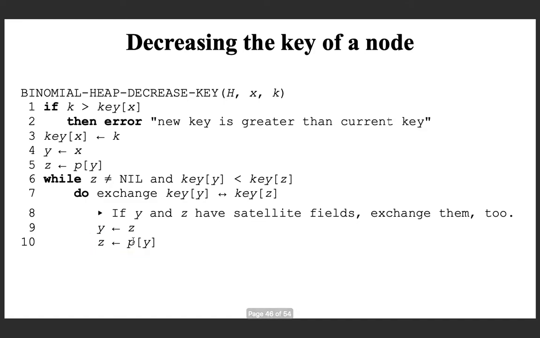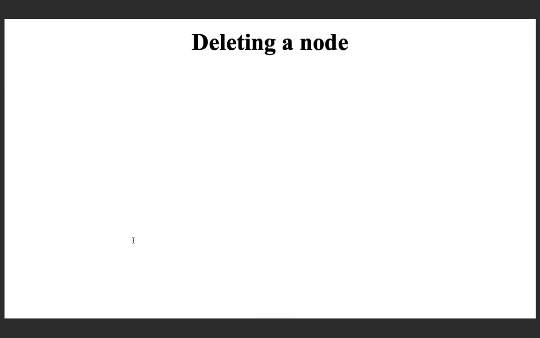And now if you want to look at the time complexity, you can see that it is log n, because log n is the maximum height of a tree in a binomial heap when there are maximum of n nodes in the entire heap. So log n is an upper bound of the time required for decreasing the key of a given node. And with this, let us proceed and look at the next operation, which is deleting a node.